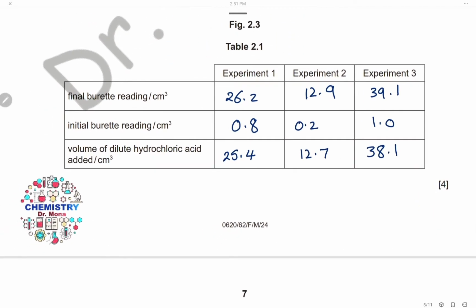For experiment 1, the volume of the acid used is 25.4. For experiment 2, it will be 12.7, and for experiment 3, it will be 38.1.